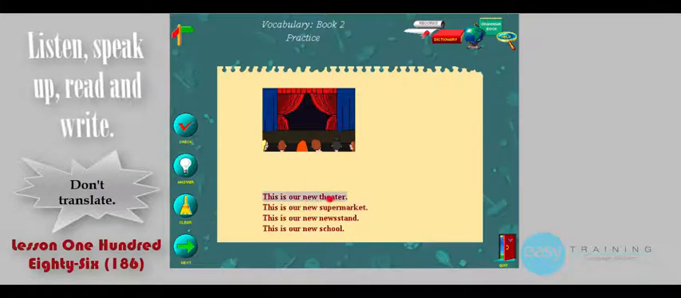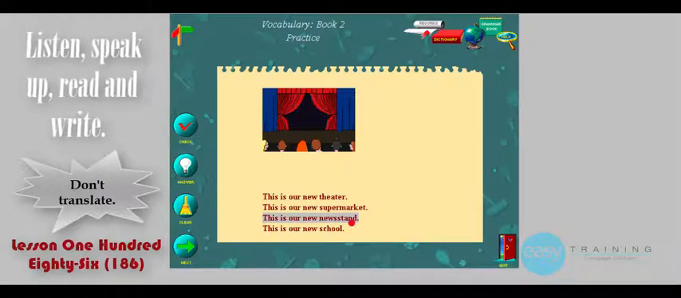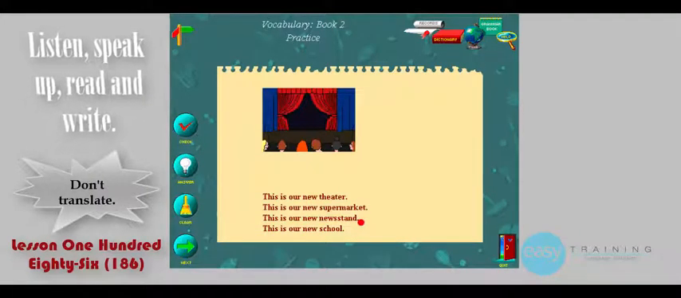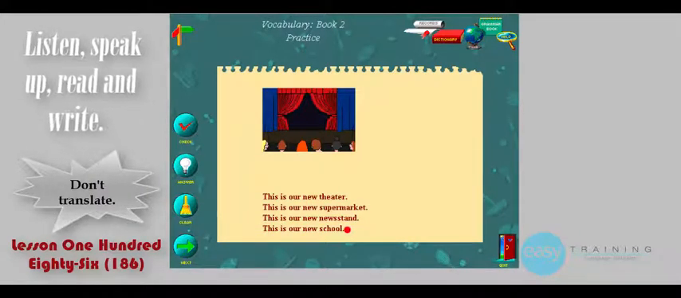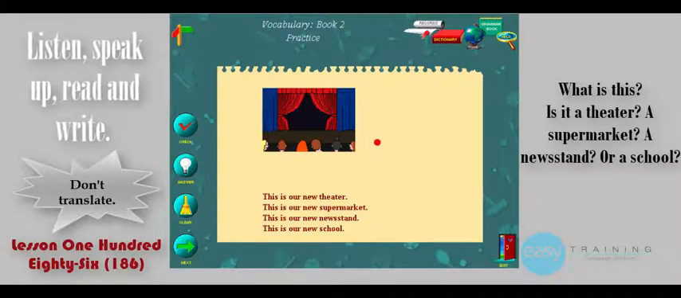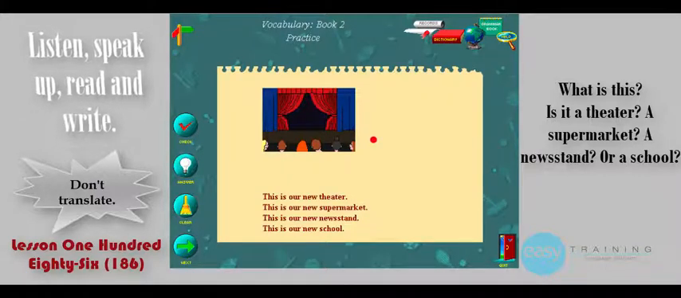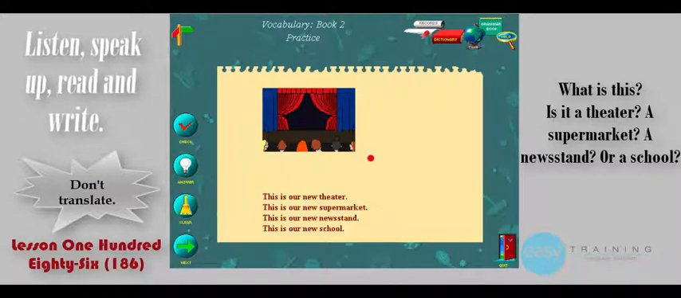This is our new theater. This is our new supermarket. This is our new newsstand. This is our new school. What is this? Is it a theater, a supermarket, a newsstand, or a school? It is their new theater.